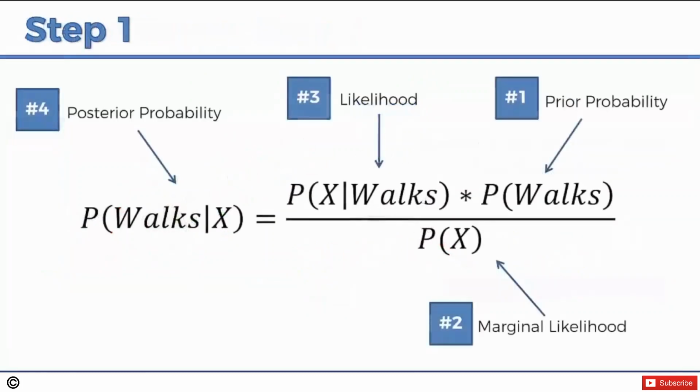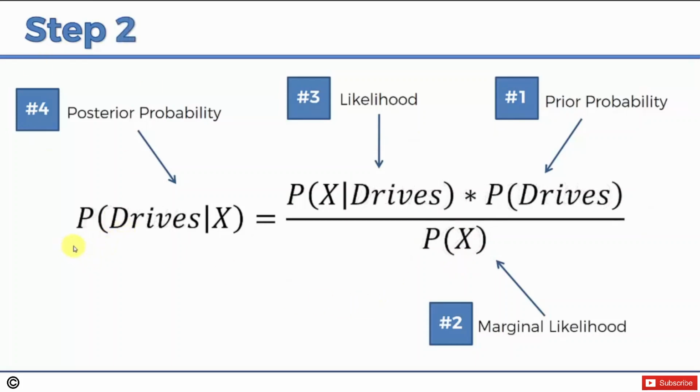So what does that mean? Well, let's have a look at the formulas. You can see that the formula in step 1 was the probability of a person who exhibits features X that he or she walks to work. And that was the formula. And you can see P of X is at the bottom. And for step 2, it was the probability of a person who exhibits features X being a person who drives to work.